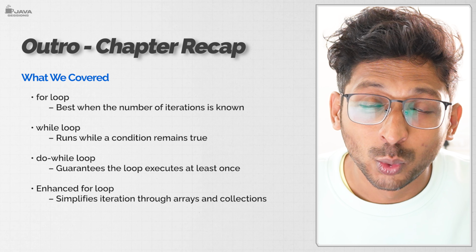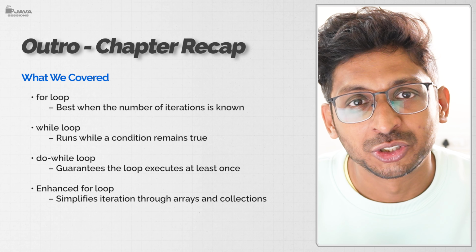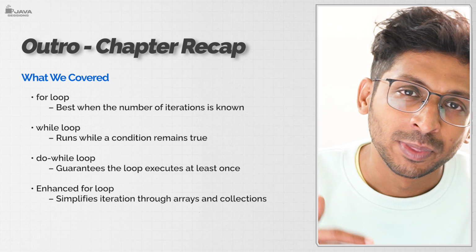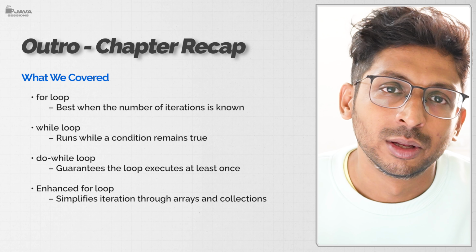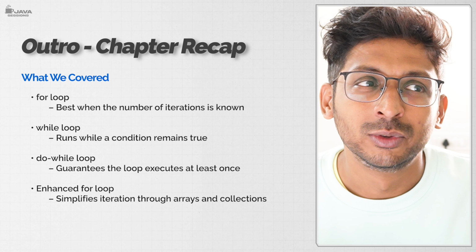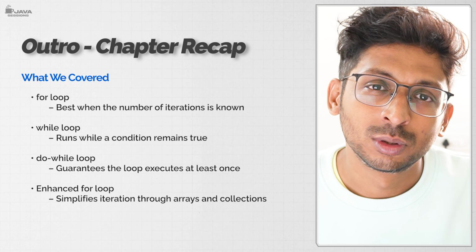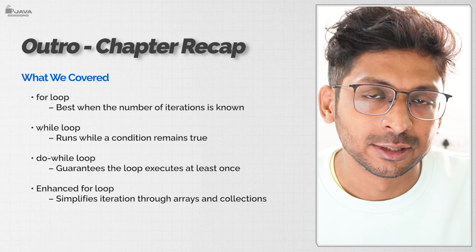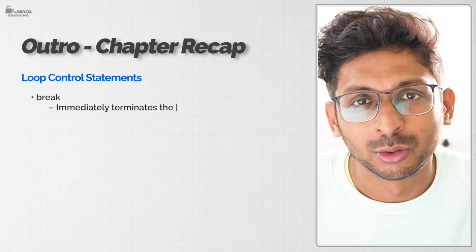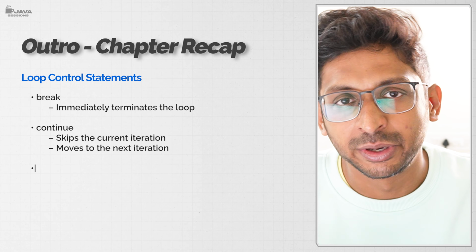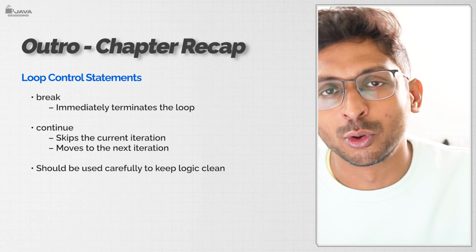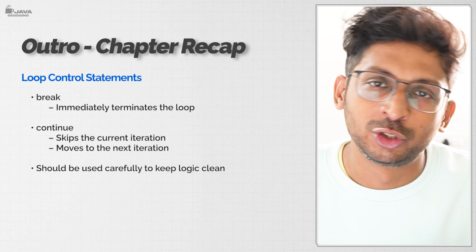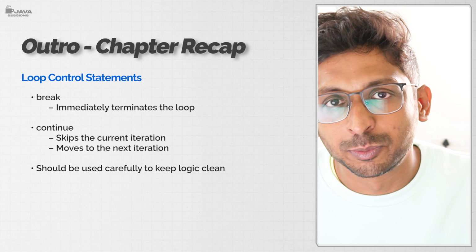Then we had the do while looping. This is where the condition is checked at the last step. The do while loops make sure that the block of code is executed at least once. Then we went through the enhanced for loop, which is a much better option of a for loop while working with arrays and collections. We also discussed the control flow statements, that is the break and the continue, which are going to help you control the flow of your loops. It is either going to help you jump out of the loop or skip that particular iteration.